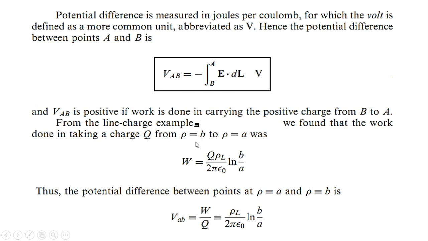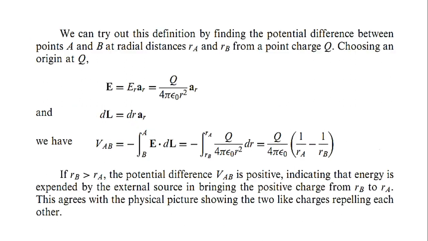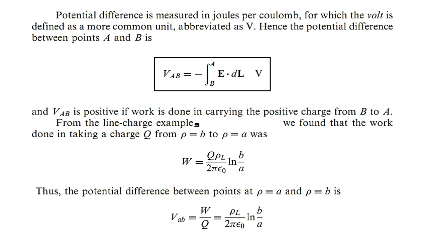So from this work done we can find out the potential difference. The potential difference between the points A and B, where B will be the initial point and A will be the final point, will be equal to work done per unit charge. Thus, the potential difference between points A and B is VAB, and it will be equal to W divided by Q. So it will be equal to rho L divided by 2 pi epsilon naught ln B by A. This was actually the potential difference due to the line charge, the potential difference between 2 points A and B when we were talking about an infinite line charge.